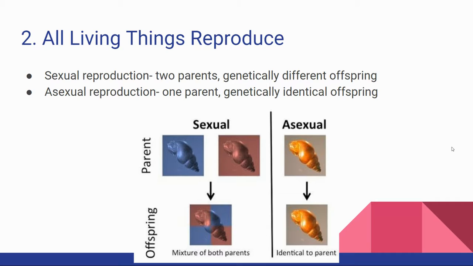Number two, all living things reproduce. There's two different types of reproduction. You have sexual reproduction and asexual reproduction. Sexual reproduction is when two parents produce genetically different offspring. Asexual reproduction is when one parent produces genetically identical offspring.